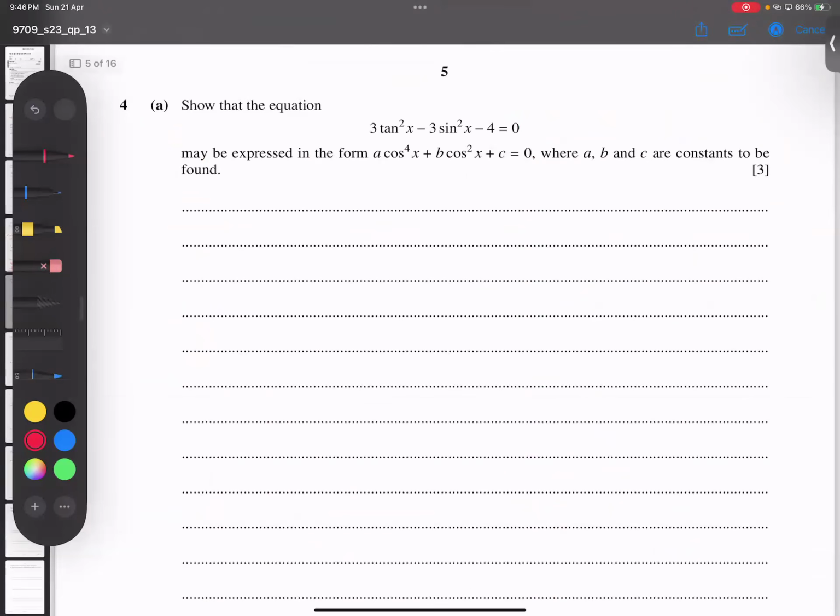Question number 4, students. We have to show that this equation can be expressed in this form, and A, B, C are constants to be found. It means we have to find A, B, C, make sure. And you know, this is a sine square, this is a tan square, but we have to convert fully into cos format. And tan square formula, all of you know, is sine square over cos square. So this is very clear, nothing new for you. So I'm replacing with sine square over cos square. And 3 sine square.